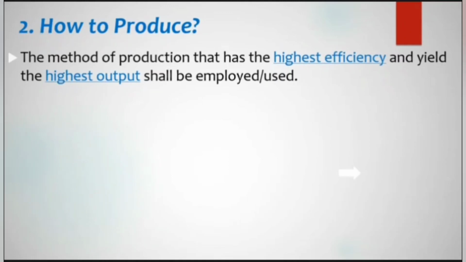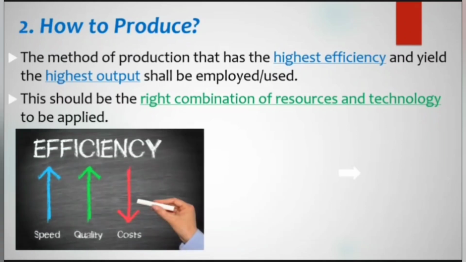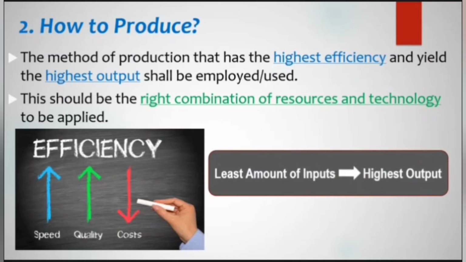Next, how to produce. The method of production that has the highest efficiency and yields the highest output shall be employed. Efficiency signifies a peak level of performance kasi sa pinakamura at pinakaunting input, makakalikha ng pinakamataas na kalidad ng output. This should be the right combination of resources and technology to be applied. It minimizes the waste of resources while accomplishing the desired output. Sa madaling salita, kung saan nakakatipid ng materyales, enerhiya, at oras na hindi naman nakukompromiso ang kalidad ng output.